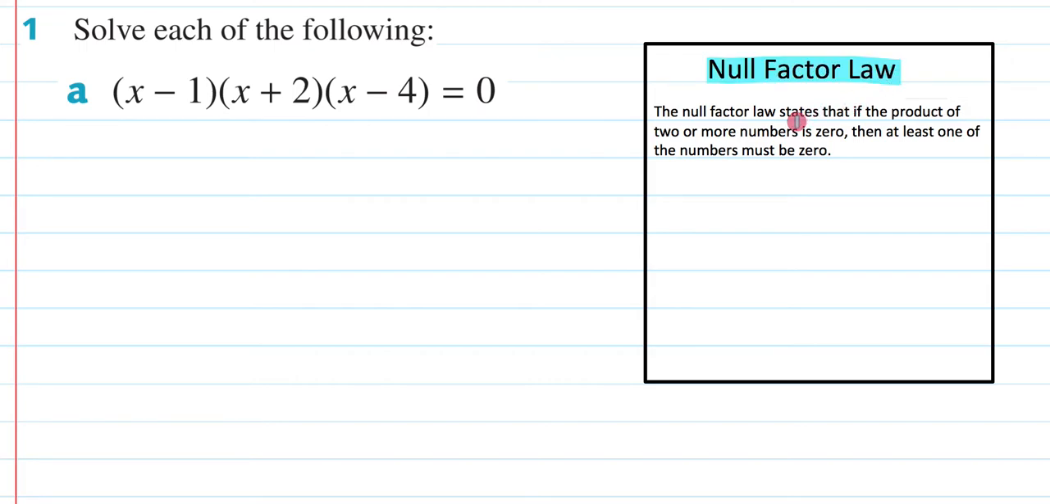So let's read the definition of it. The null factor law states that if the product of two or more numbers is 0, then at least one of the numbers must be 0. So let's just give an example of this.